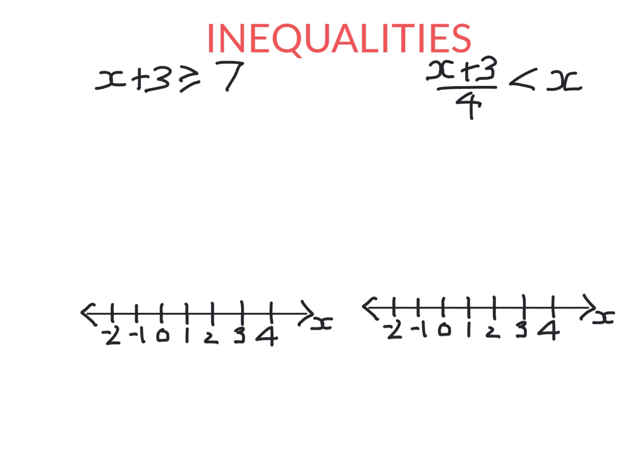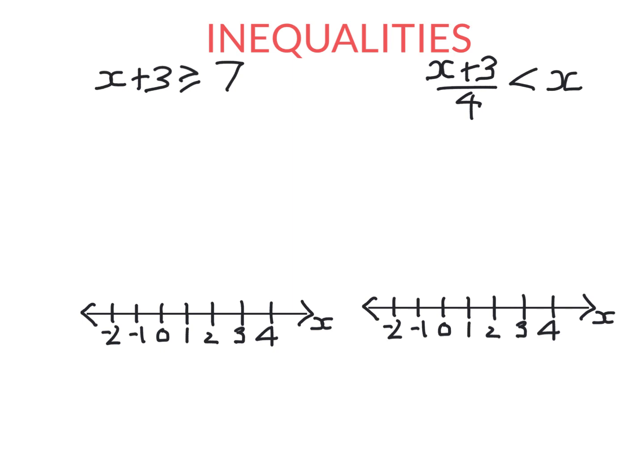So inequalities are like equations, but instead of having an equal sign, they have one of these inequality signs. Make sure you're aware that pointing to the right means greater than, and this means less than. So here this says x plus 3 is greater than or equal to 7. This says x plus 3 over 4 is less than x.